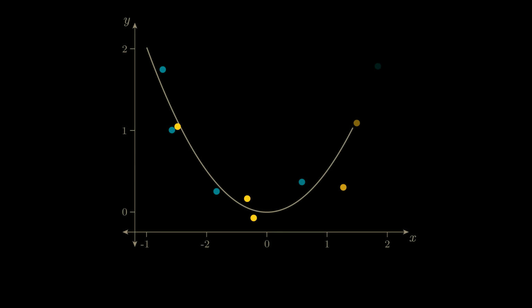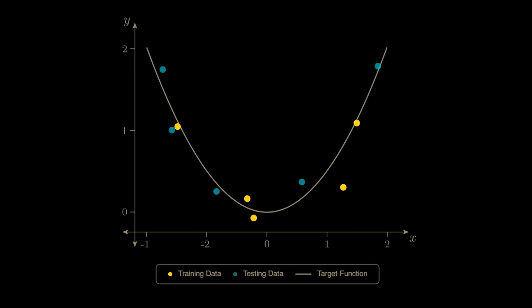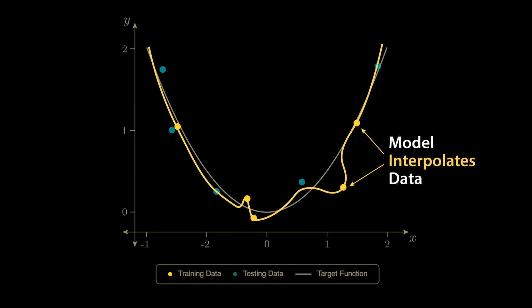Returning to our polynomial curve-fitting example, this model behavior is analogous to our curve somehow exactly fitting our noisy observations, while still effectively learning the underlying parabolic shape and performing well on our testing points. Exactly fitting the training data is known as the model interpolating the data.